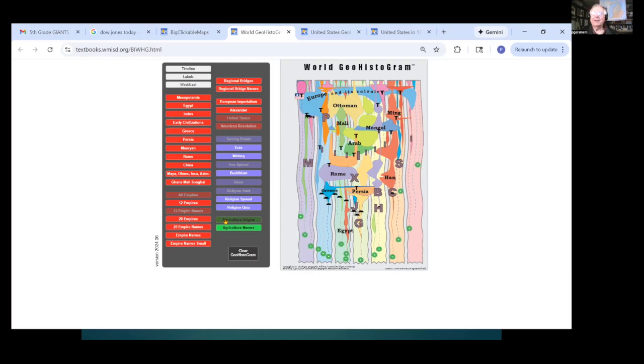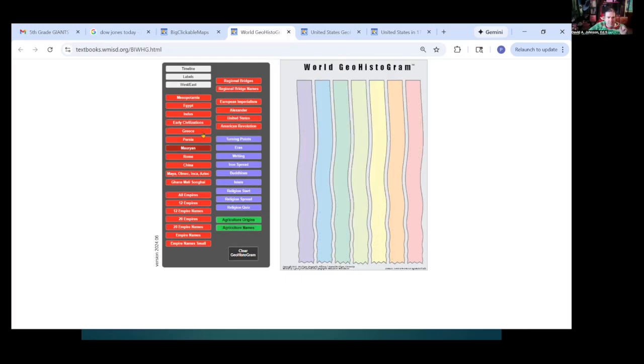Where's agriculture? It is such an eye opener, in particular for sixth and seventh grade students, to put all those historical empires up and then put America up, and then to turn the rest of those layers off. Because if the world geohistogram represents all of time and all of human history, the U.S. has not been around for that long, and that's always a really eye opening thing for kids. That's why I asked them to turn that button on. So I could put the American Revolution on there.